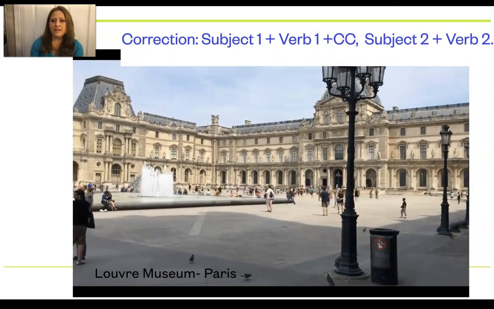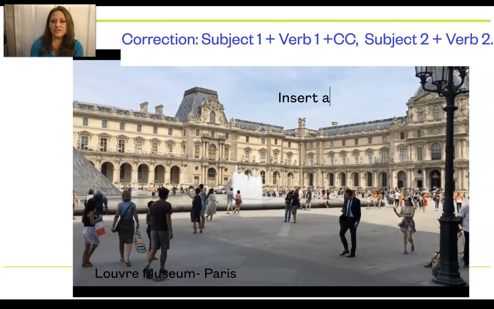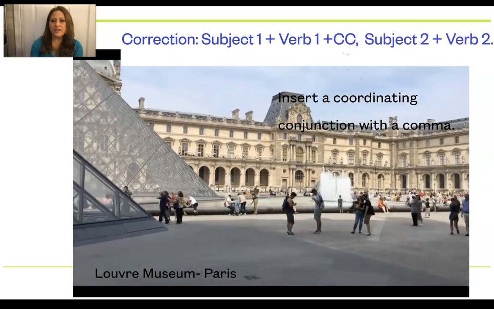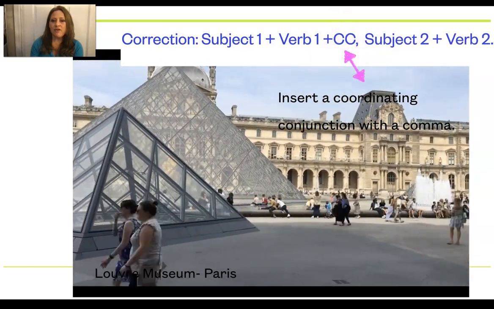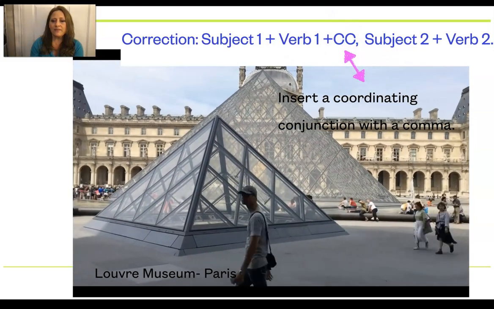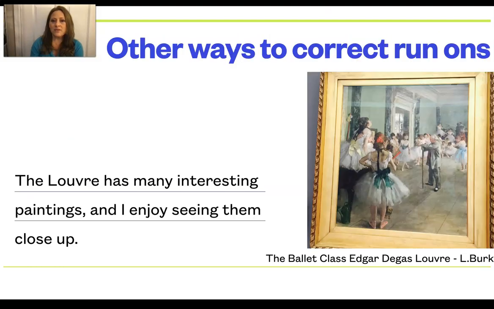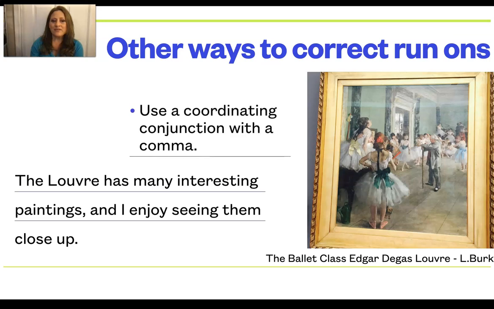If I'm interested in using a coordinating conjunction, then I would use the coordinating conjunction with a comma in between. So here we have this sentence. The Louvre has many interesting paintings, comma, and I enjoy seeing them. So there is an example of how to use a coordinating conjunction with a comma.